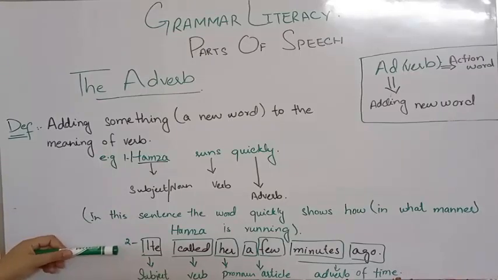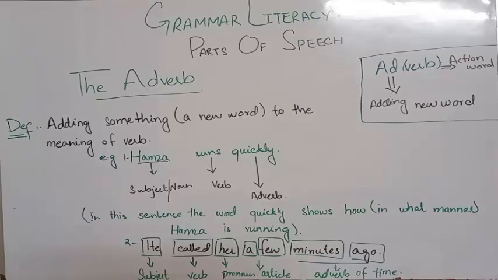There is another example: He called her a few minutes ago. He is the subject here, called is the verb, her is the pronoun, a is the article, and few minutes ago is the adverb, an adverb of time. So he called her. The sentence could stop here, or it could be completed here.